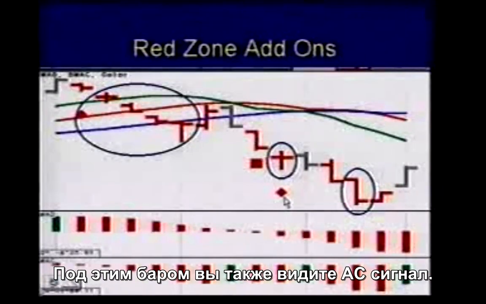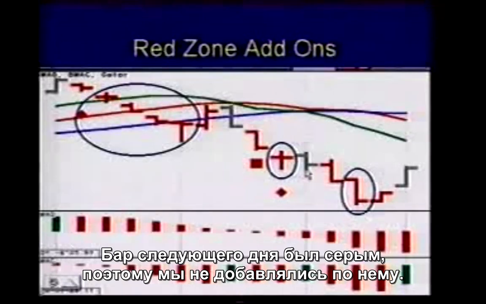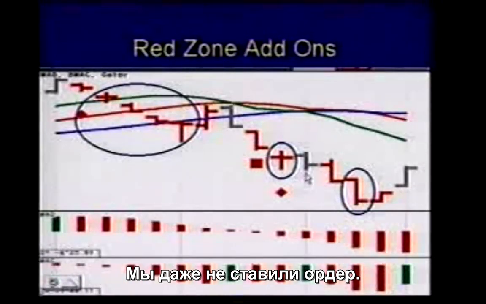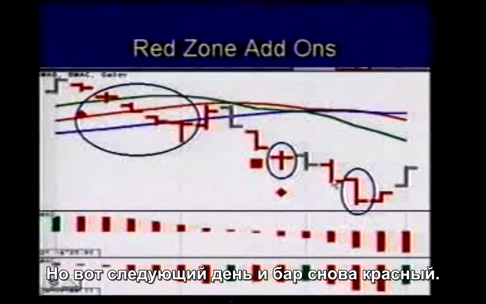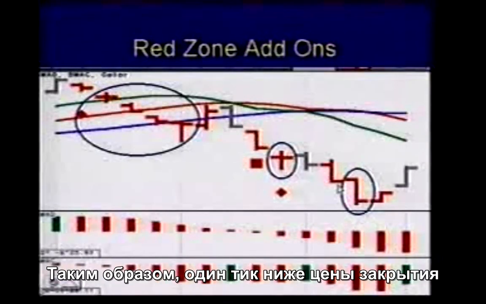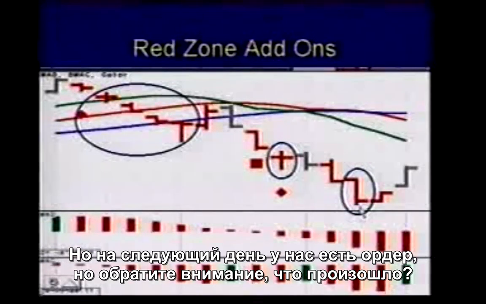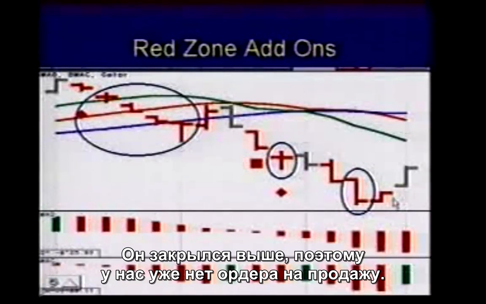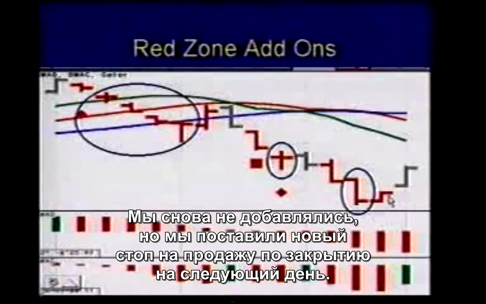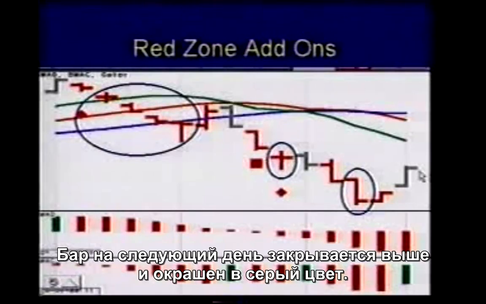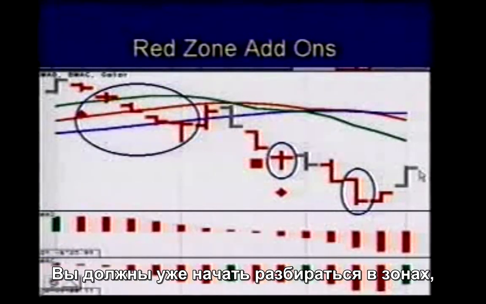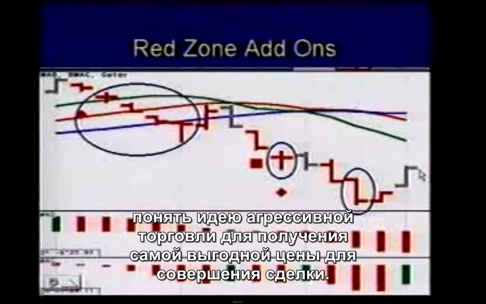You also have an AC signal on this bar. Next day was gray, so we didn't add on, and we didn't even have an order. But then the next day comes out, and we're back to being red, and there's our close. So 1 tick below the close would be a sell, stop close only for the next day, where it's circled. And then the next day, we have an order in, but look what happens. It closes higher, so we do not have a sell order. Again, we did not add on, but we do have a new order to sell, stop close only for tomorrow. Tomorrow comes out, closes higher and gray. So you should start to have an idea now about the zones and the ideas about the zones. It's an aggressive way to trade.